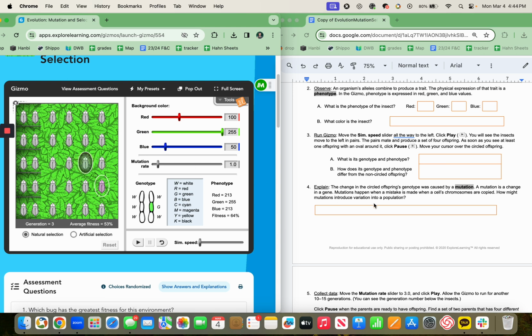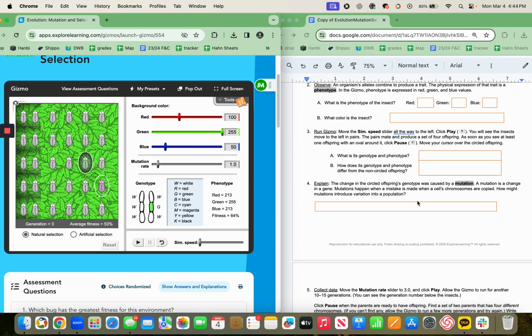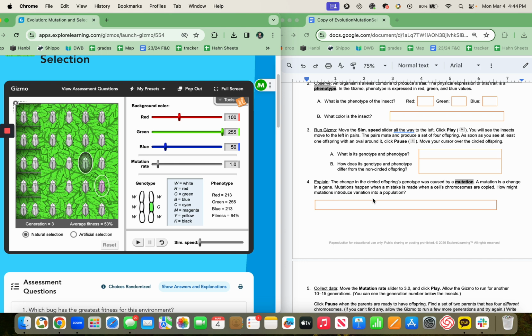So then you are going to read that this is caused by a mutation, a change in a gene that happens by accident when a cell's chromosomes are copied. So how might mutations introduce variation into a population? How might this mutation introduce some differences in this insect population?